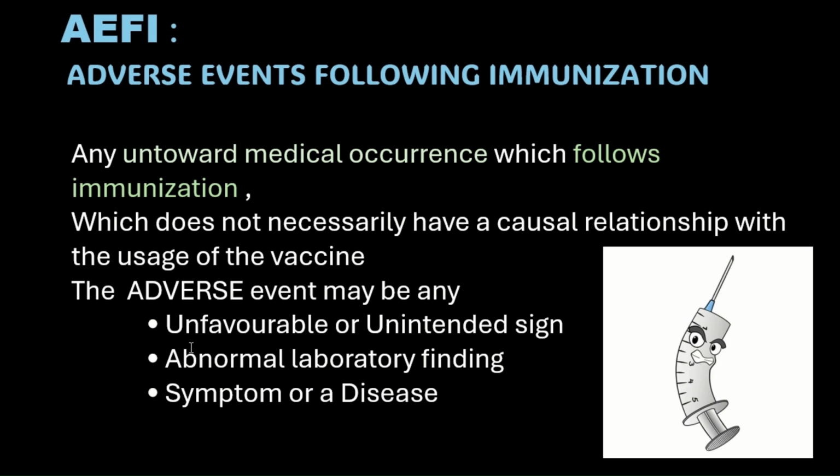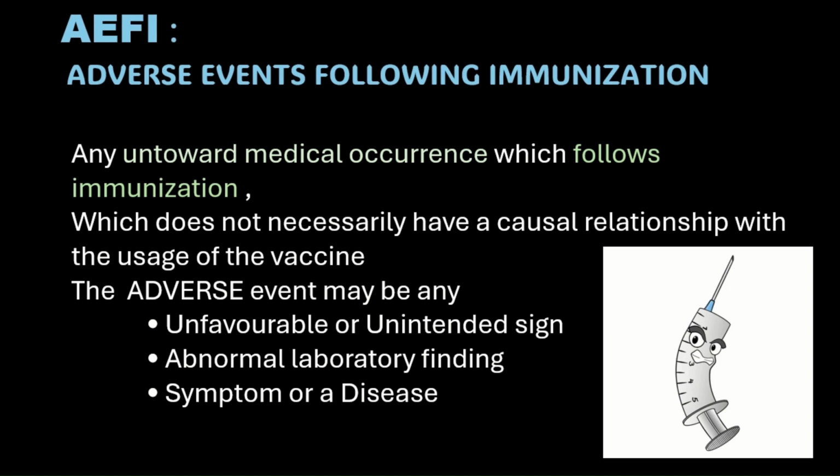So here the adverse event that we say is actually any unfavorable or unintended sign. For example, it can be a fever, or swelling, or redness, or it can be an abnormal laboratory finding. That is, sometimes the platelet count can decrease after vaccination, sometimes hemoglobin can decrease, or sometimes some enzymes can be elevated. And it can be a symptom or a disease. That is, sometimes it can lead to paralysis, or some infections like ear infections. So this is the definition given by WHO.